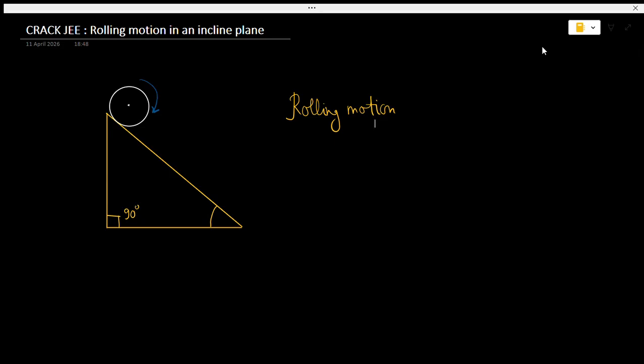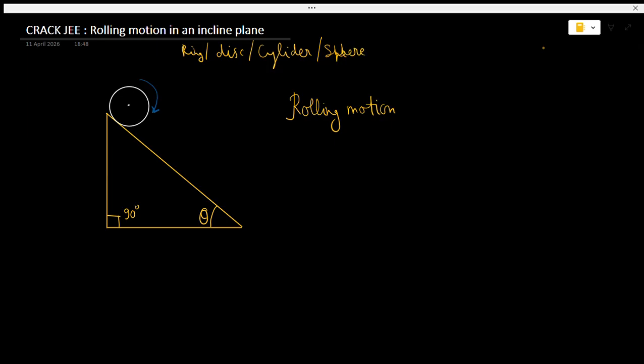In this video, we will be learning rolling motion on an incline plane. First of all, here is our incline at an angle theta, and this is our general mass or round object. Let us say it may be a ring, a disc, a cylinder, solid or hollow, or a sphere.